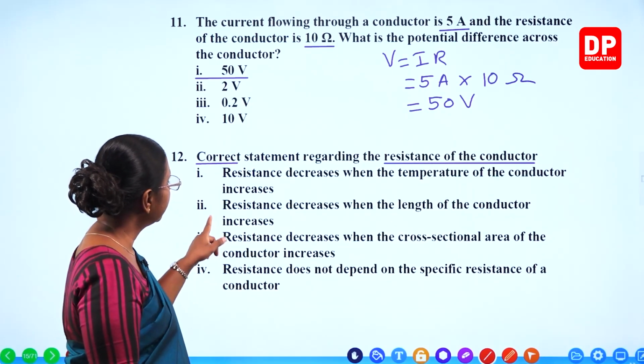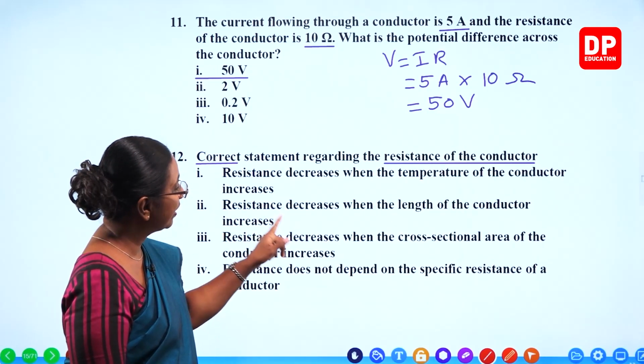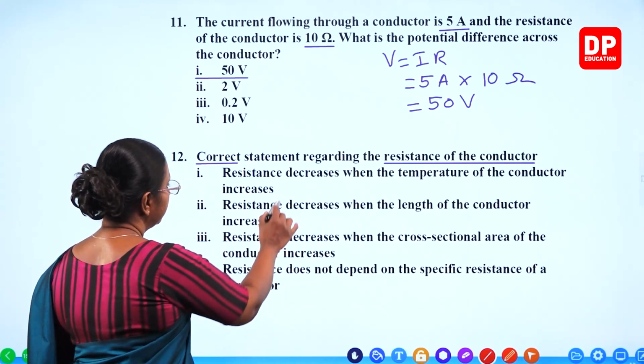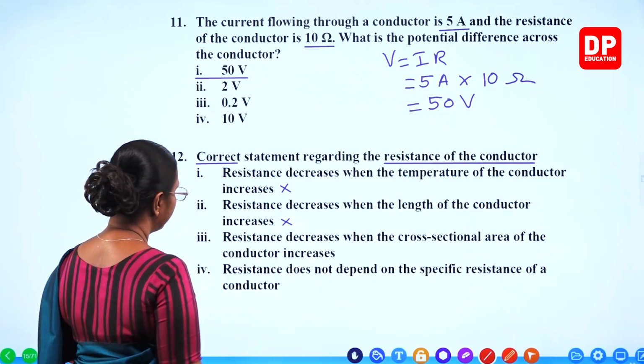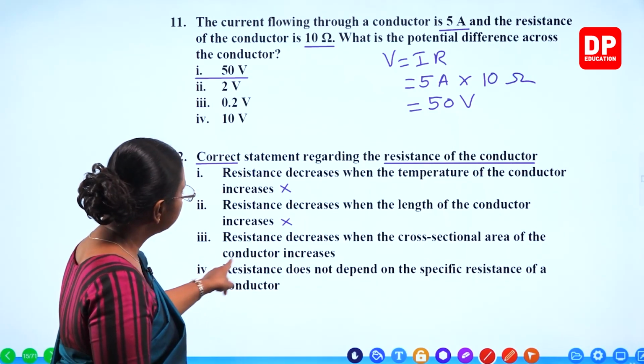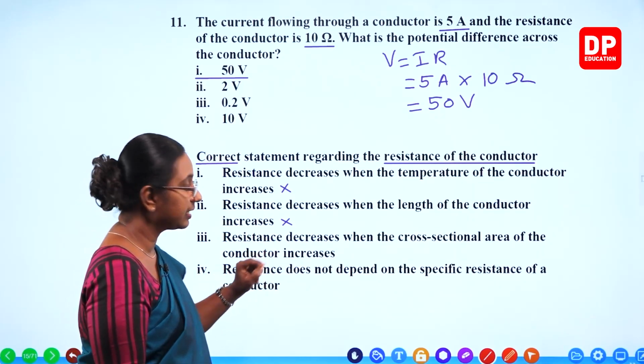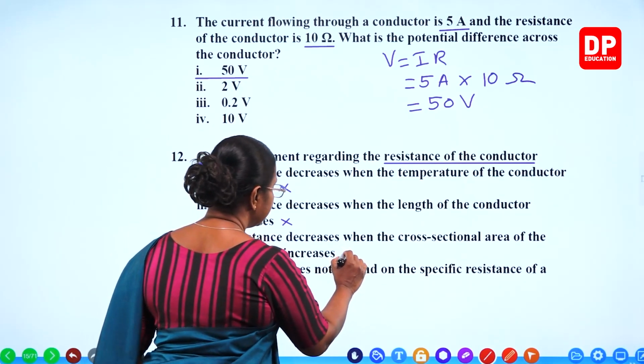The second one, resistance decreases when the length of the conductor increases. That is also wrong. First one wrong, second one wrong. Then third one, resistance decreases when the cross-sectional area of the conductor increases. That is correct.